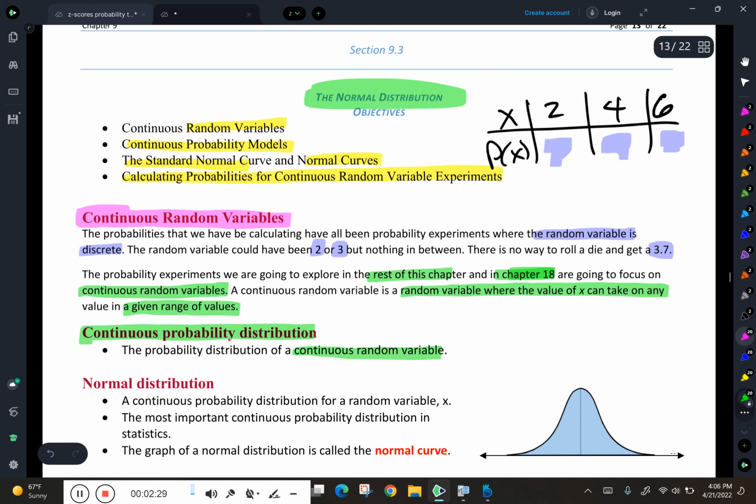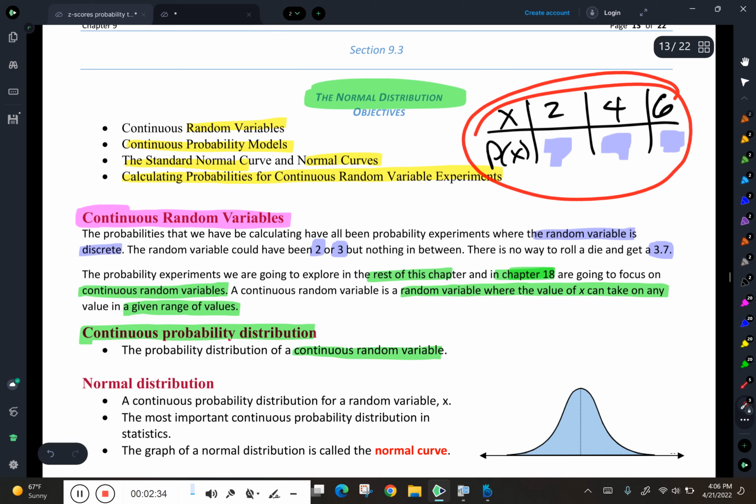Okay, here's where things get tricky. Last chapter, this was a probability distribution. It had all the random variable values x, and it had all of the probabilities p of x down there in that second row. But that only worked because I had a discrete random variable where I could figure out what all the x's were. And if I could figure out what all the x's were, then I could find all their probabilities and I'd be good. When I have a continuous random variable, now suddenly this gets a lot harder.